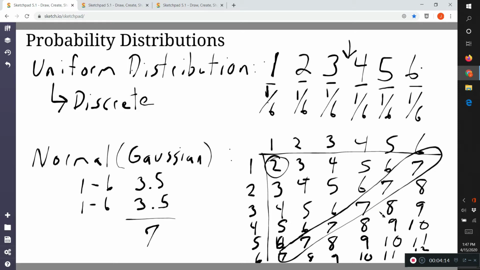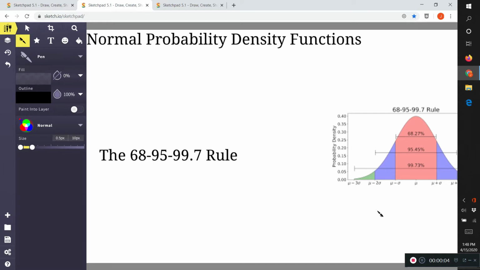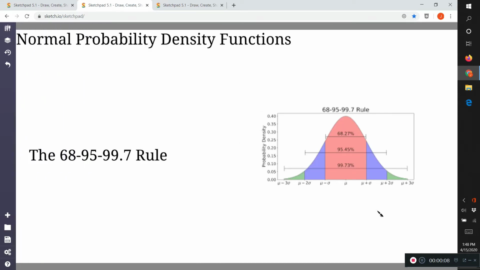In a normal distribution, we have to know the average. We actually have to know another piece of information that's called the standard deviation. So standard deviation is a new concept for us that we're going to get into here in a second. So let's dive a little bit more into this normal distribution. These will create what we call bell curves.